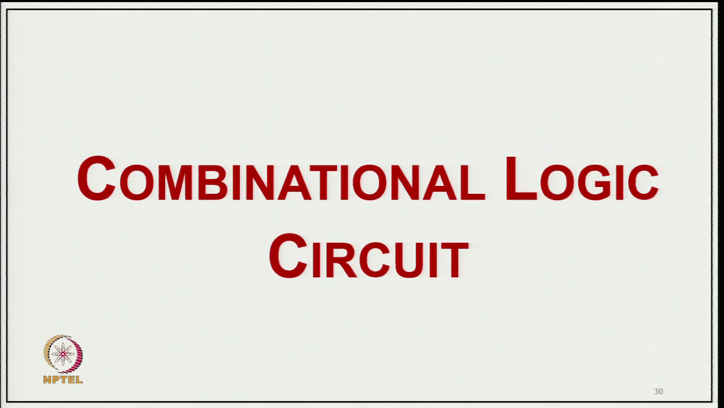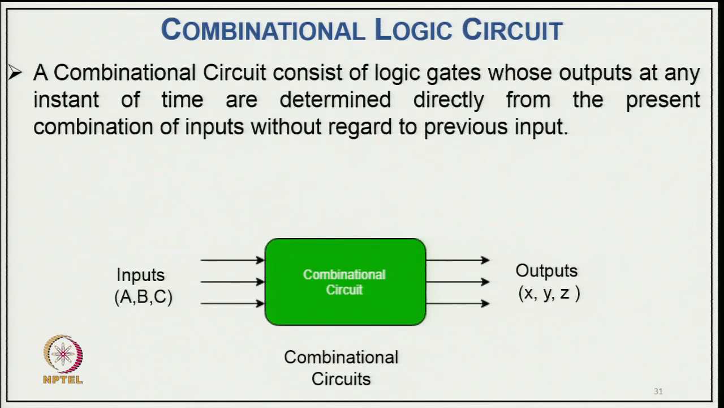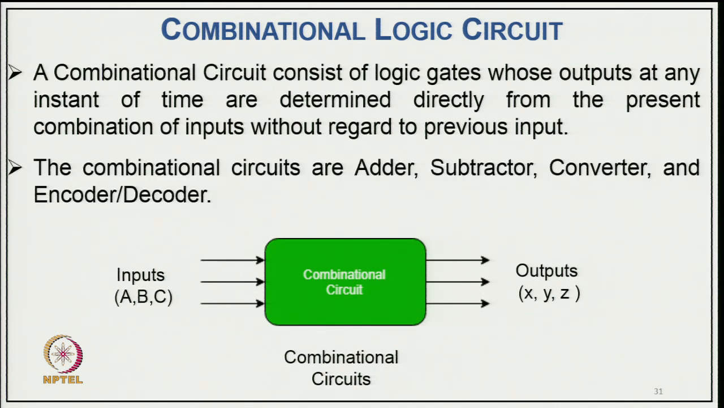So, now coming to combinational logic circuits. A combinational circuit consists of logic gates whose output at any instant of time is determined directly from the present combination of inputs without regard to previous inputs. Here we have inputs A, B, C, three variables, and here is a combinational circuit, and we have outputs x, y, z. The circuit by which we design it, we call a combinational circuit.